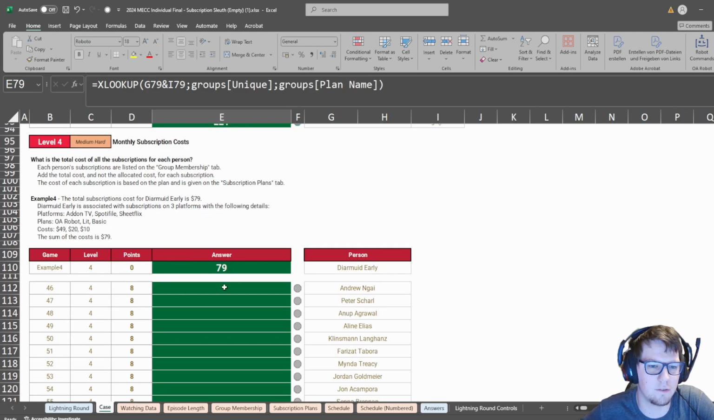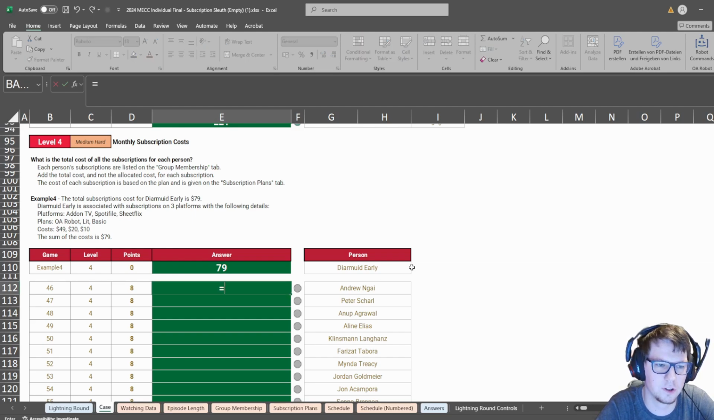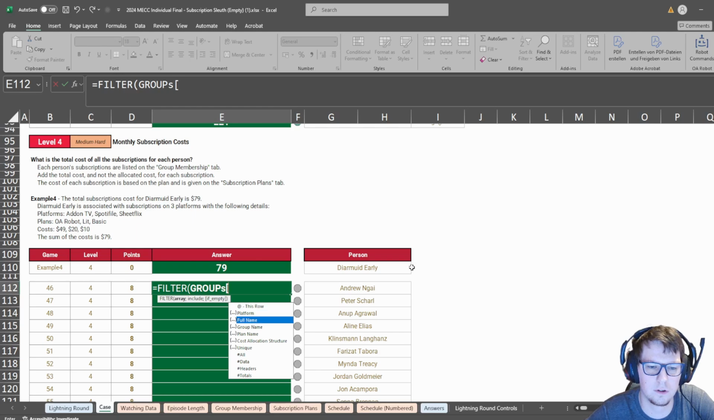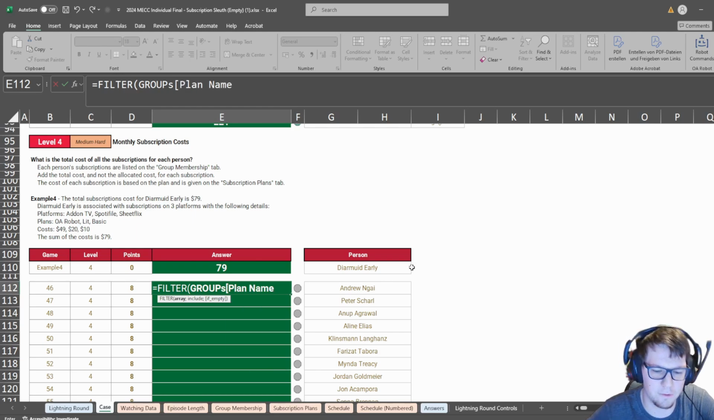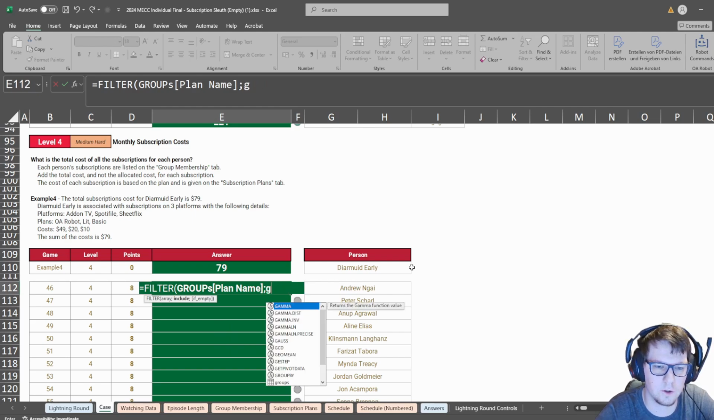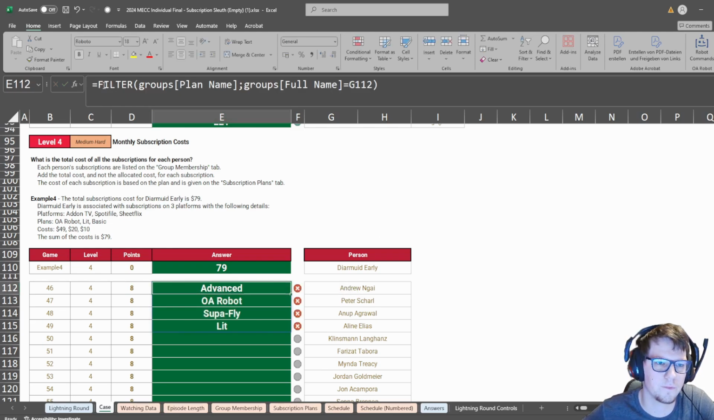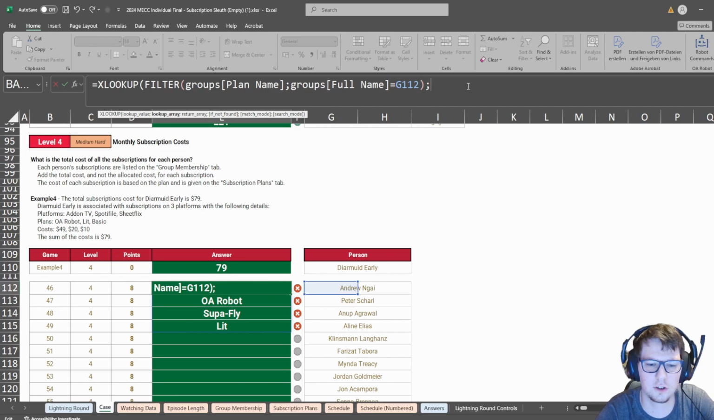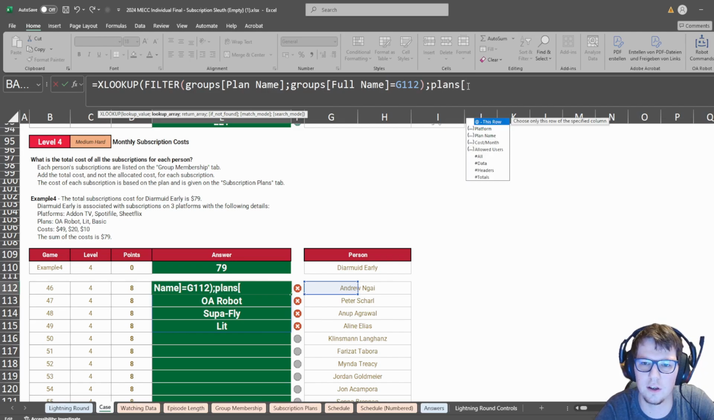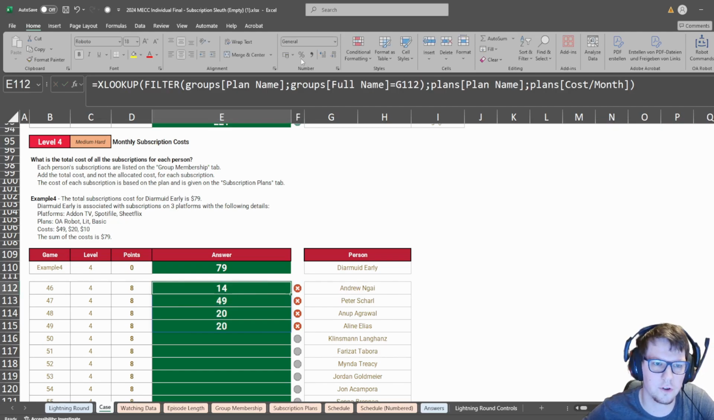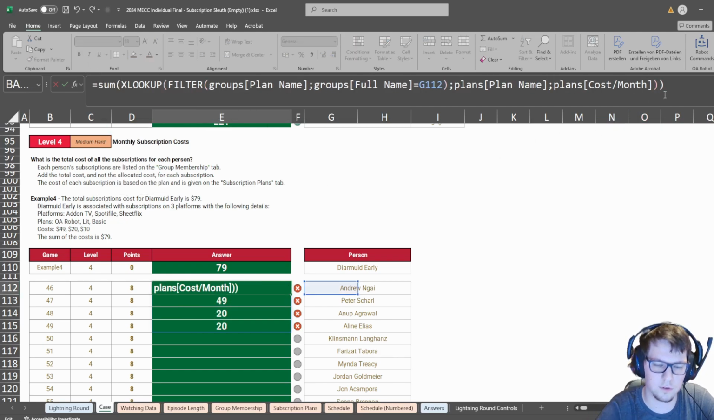So now we are at level 4 for the monthly subscription cost. This I will be doing with a filter. I want to take the groups. I think the plan names are unique, so this is just fine, and we can just XLOOKUP this in plan name and return from plans cost per month, and sum this together.